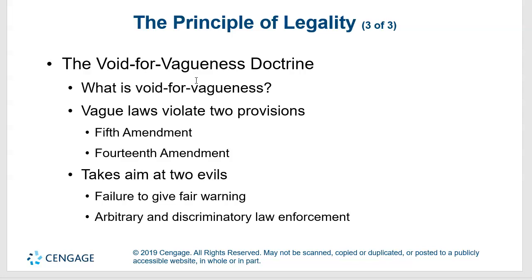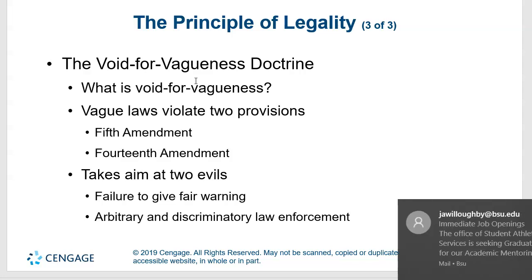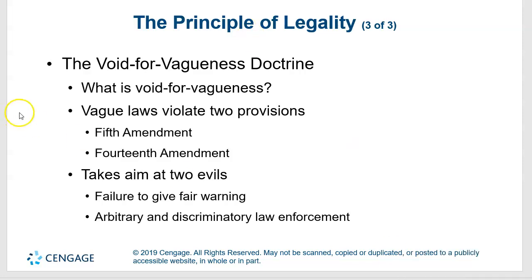If the law does not do that, if it does not tell us what is criminal and what is not, then it is void for vagueness because it violates the due process clauses of the 5th and 14th Amendments of the Constitution. It helps make sure that we have fair warning about what's criminal and what's not, and it helps reduce arbitrary and discriminatory law enforcement. Okay.